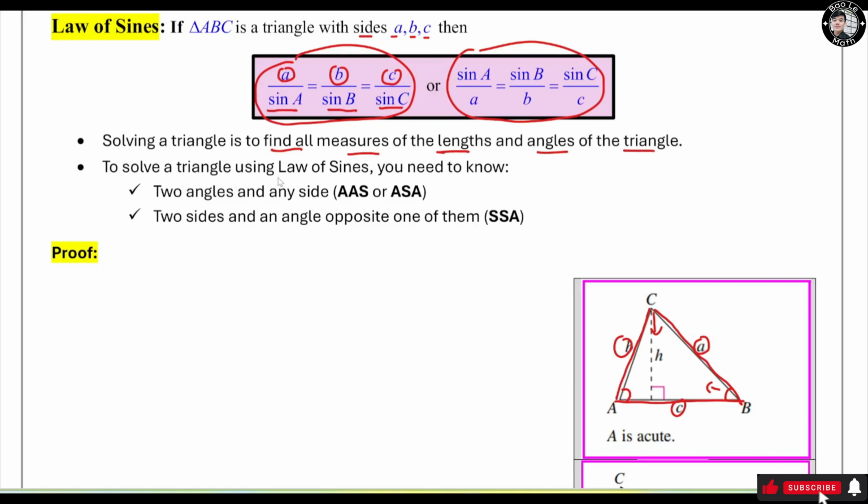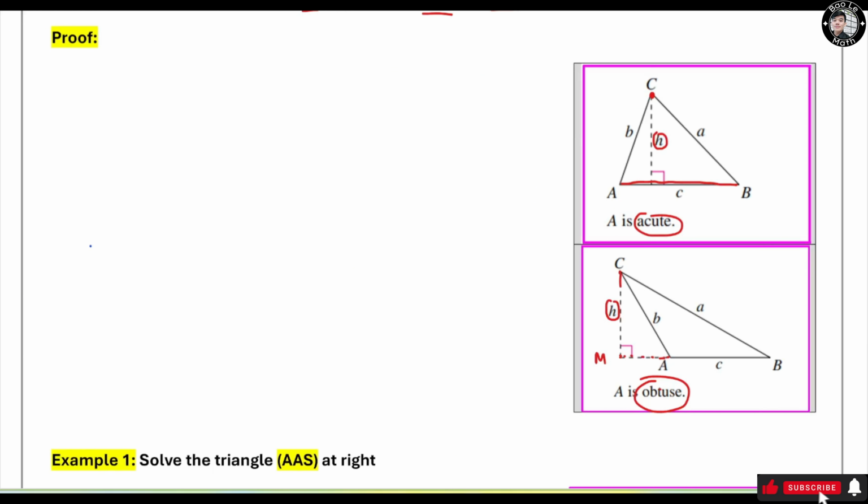To solve a triangle using the law of sines, you need to know two angles and one side, right? Either AAS or ASA, which you learn in geometry. Or two sides and an angle opposite one of them, which is SSA, right? Now let's prove this theorem.